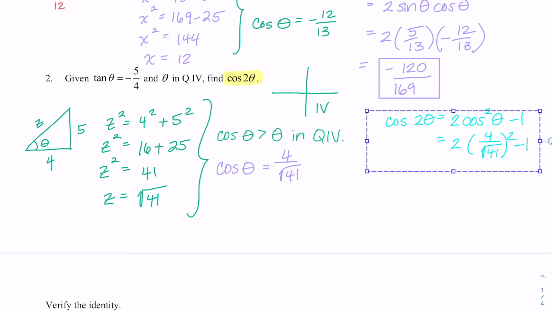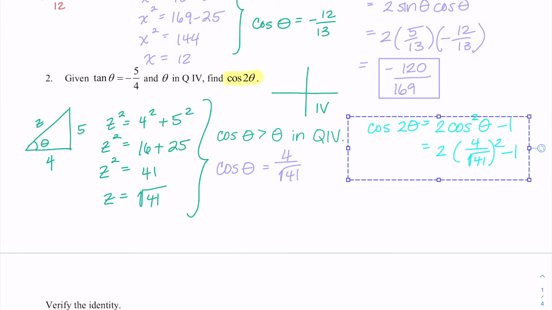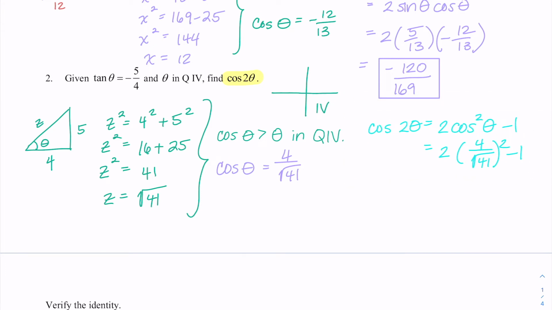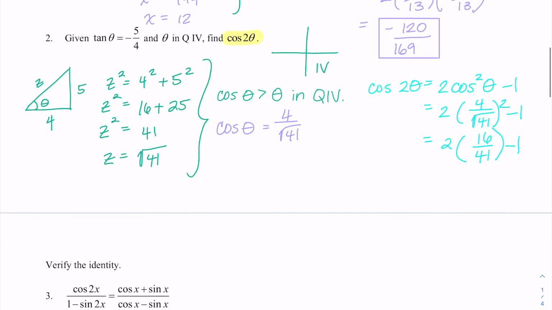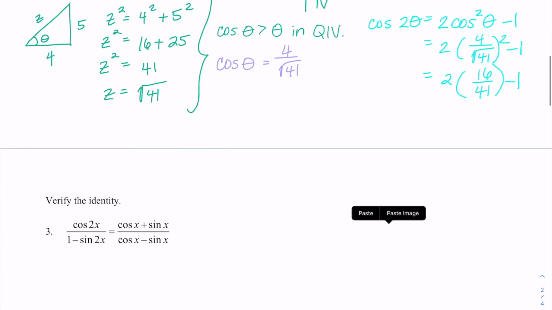Now we can simplify that and say that that's equal to 2 times 16 over 41 minus 1. And we can go ahead and break that down: 32 over 41 minus 1, which would be 41 over 41. And we'd come up with negative 9 over 41.